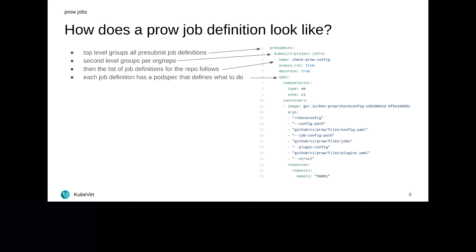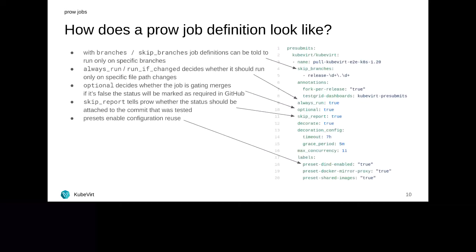Then you have the list of the Prow job definitions. The interesting thing about this is, of course, that each job definition has a pod spec that defines what the Prow job does. Then you have some options. You can tell the job definition that it only runs on specific branch types. For example, in this example, we have skip branches, so we are going to skip all release branches.